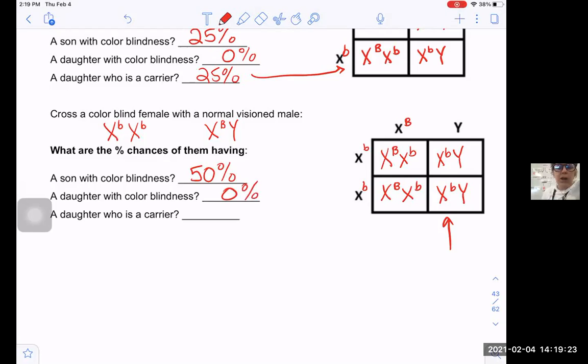What about having a daughter who's a carrier? That is also 50%. So it's the same percentage of having a daughter, right? So 100% of their daughters will be carriers. And 100% of their sons will be colorblind.